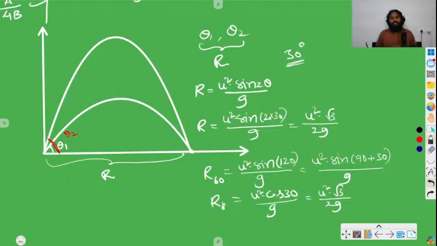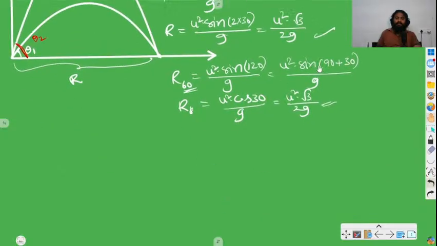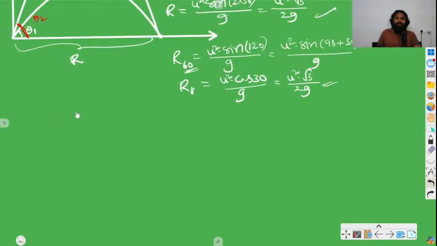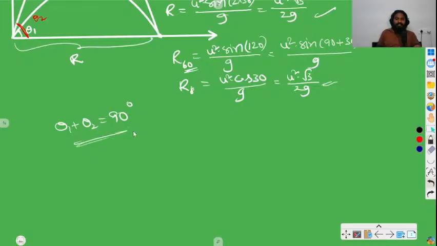So in both the conditions, if you observe, when theta is 30 the range is the same as when theta is 60. Here 30 and 60 are called complementary angles, meaning theta 1 plus theta 2 is equal to 90 degrees. This is called complementary angles, right? Now here the range is the same for both angles, for theta 1 and for theta 2.